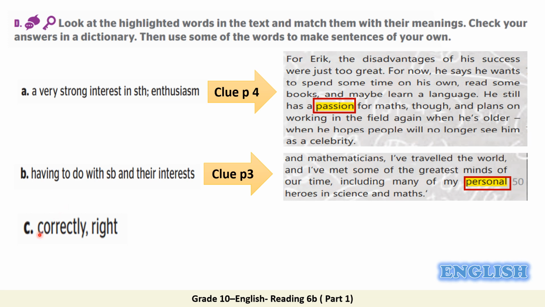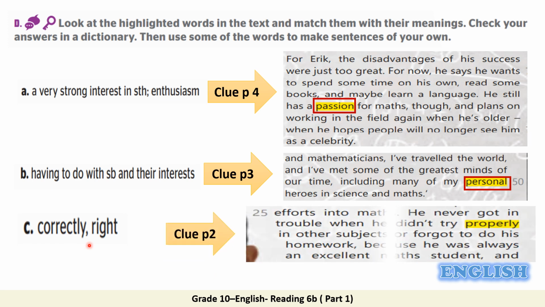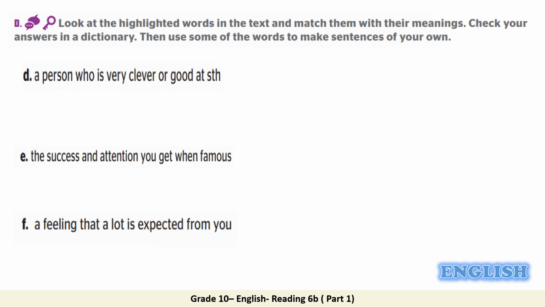Moving on to C. Correctly. Right. Pause and try to figure out which of the left 4 words means correctly. And the answer is in paragraph 2, as you can see here, as he said, when he didn't try properly in other subjects, when he didn't try correctly or do a right thing. Let's move on. 3 more words to go.